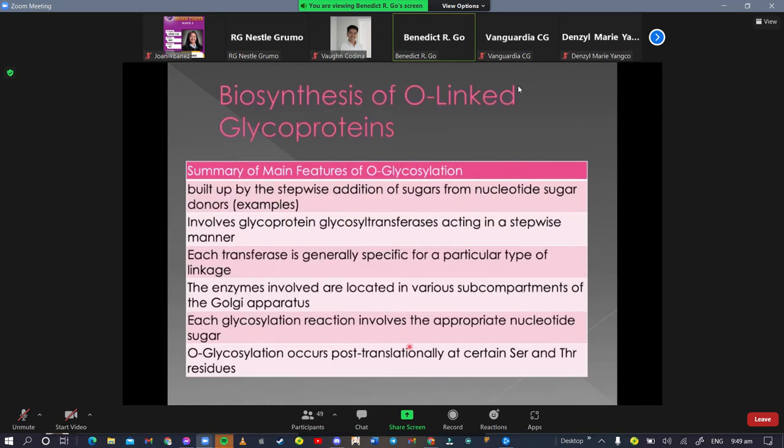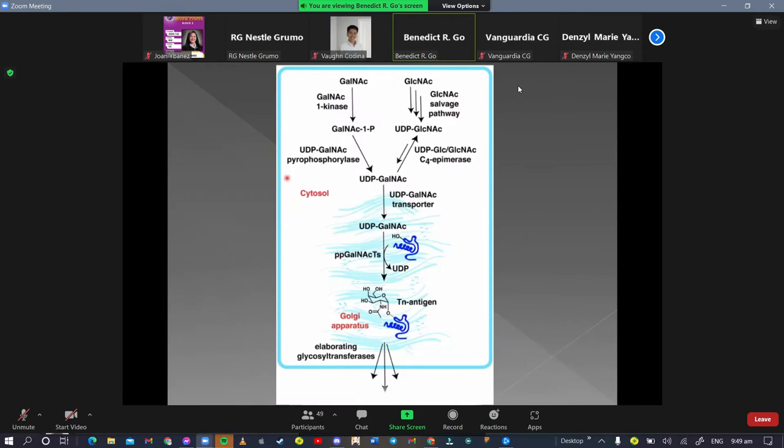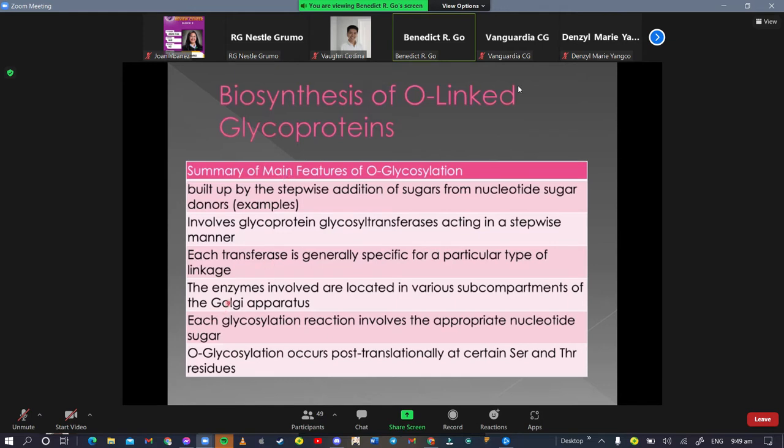Biosynthesis of O-linked glycoproteins. The summary is in tabular form. I think it's in paragraph form in Harper's, but later on we will try to discuss that. But this is just the summary of the main features of the biosynthesis. Okay. Now, I'll just go through them very quickly. So it is built up with a stepwise addition of sugars from a nucleotide sugar donor. The examples were already given earlier.